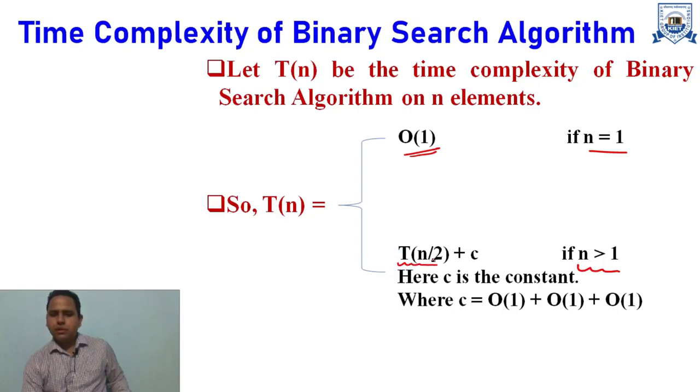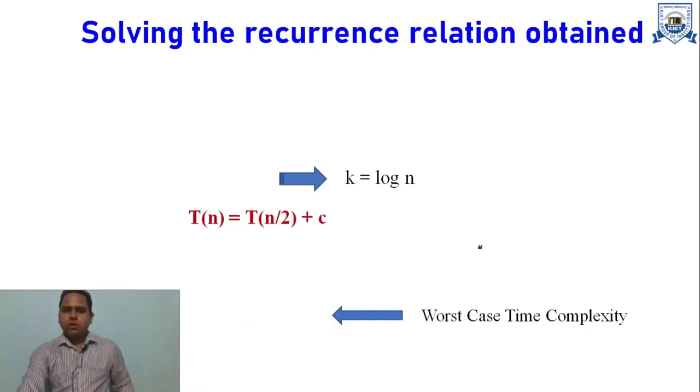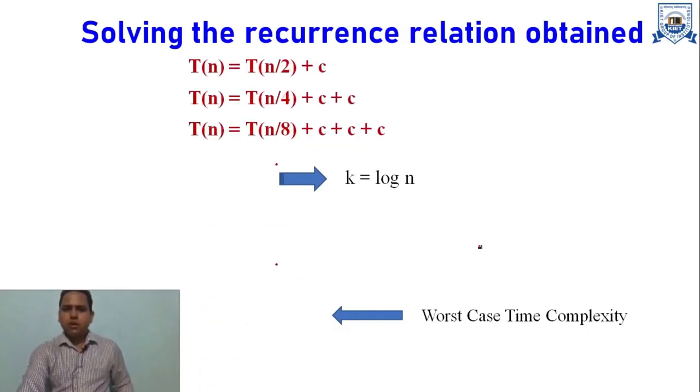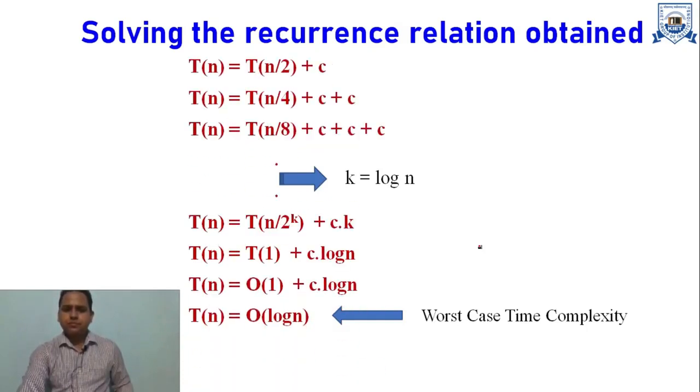So it will take T(n/2) plus c. What is c? c is the constant, where the constant is order of 1 plus order of 1 plus order of 1. So instead of writing this, we are using c as the constant factor. Okay, so let's have the recurrence relation. So how do we solve this for binary search?